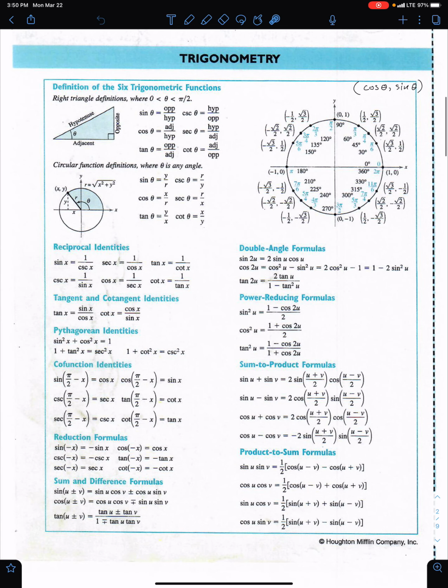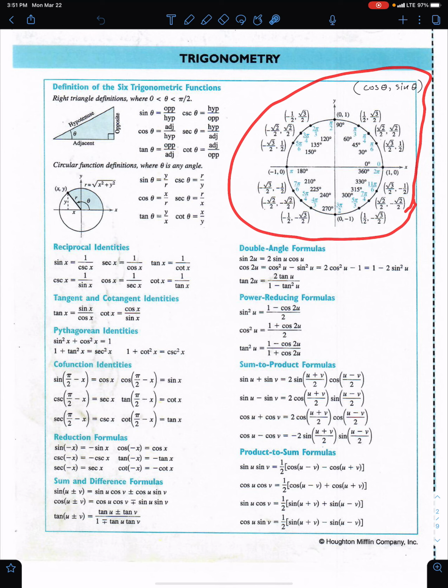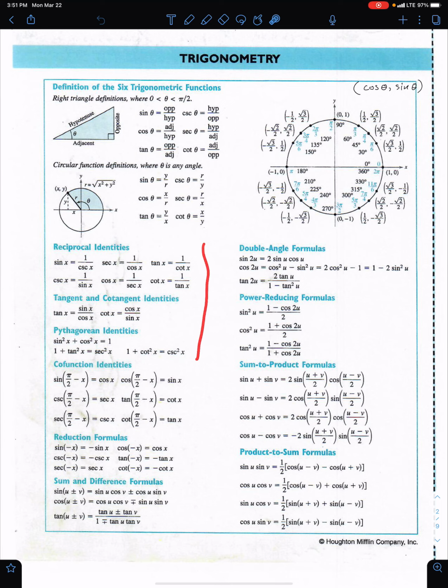It has some trig. We just used which formula? We just used this one here. So tangent squared is secant squared minus 1. And then it has a nice unit circle. And then, of course, you have double angle, power reducing, all of these you use a lot. After that, they're a little more obscure, but just need to know they exist.